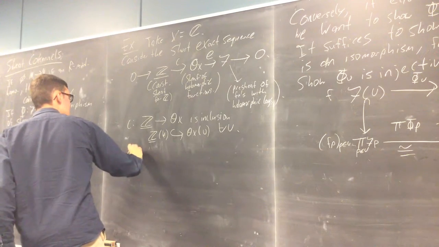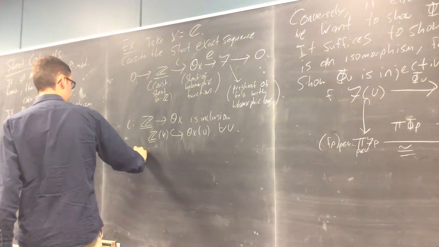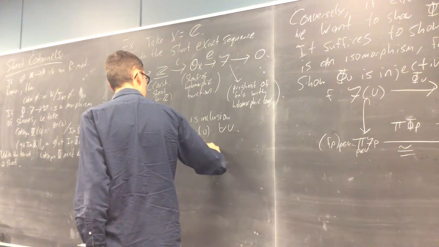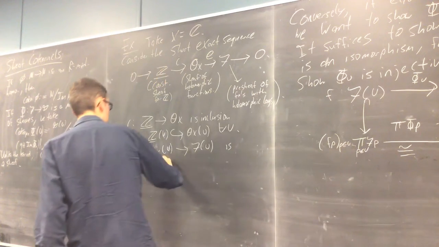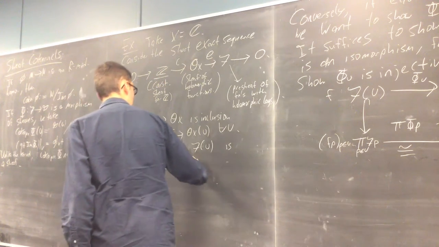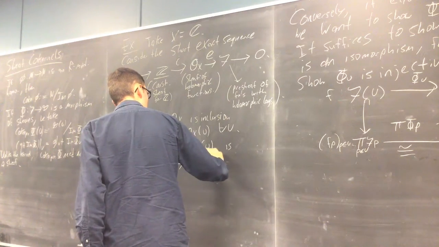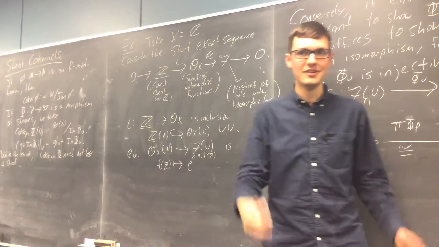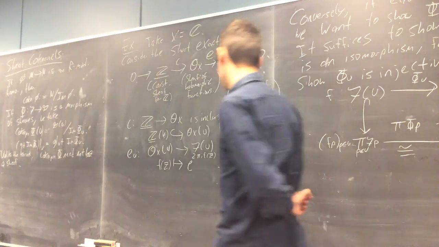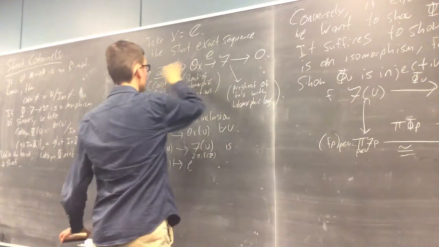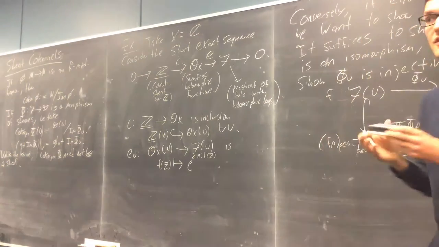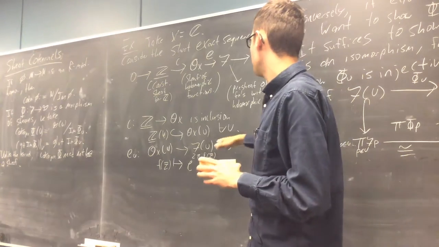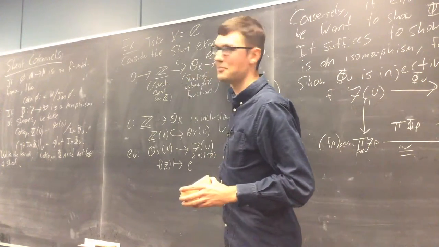Then the other map, E, I'll just say what it is in terms of every open set. Well, I'll just take my function f of z, and I take it to this exponential. And then I've produced something with a holomorphic log, namely 2 pi i f of z. So I just have to convince you this is an exact sequence. I've rigged it so that the kernel of this map is going to be exactly Z.